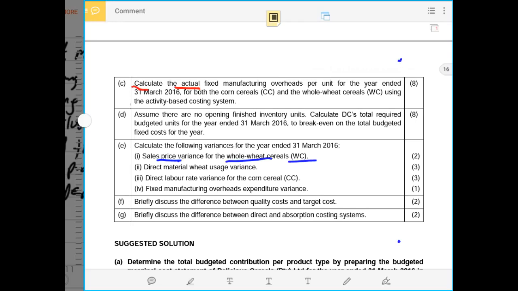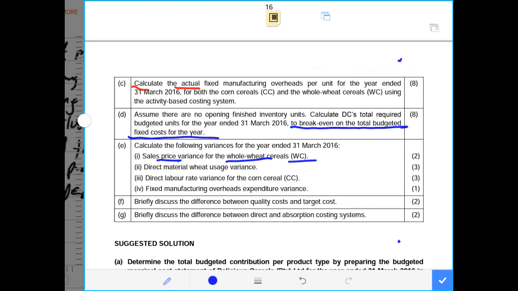So now we go to number D before we close. Number D is just the calculation of the break-even point, which is based on the budgeted fixed cost for the year.